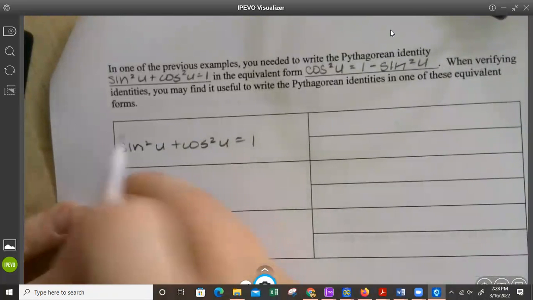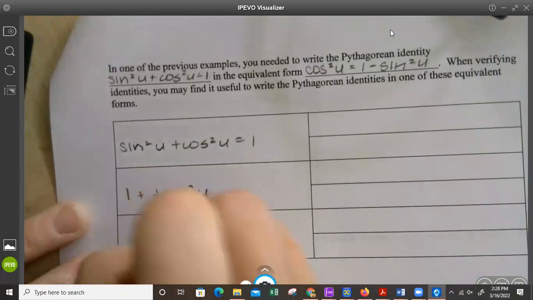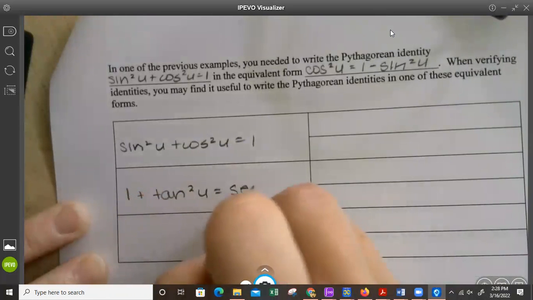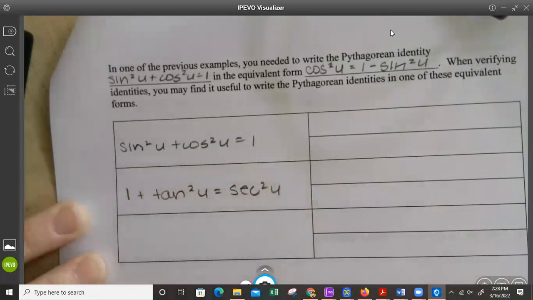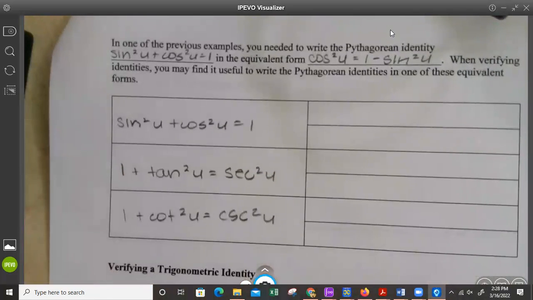The other one that we have on the front page is 1 plus tan squared u equals secant squared u. And then 1 plus cotan squared u equals cosecant squared u. So those are from the front page of 5.1. The only reason we have these other boxes is now they're going to manipulate it.